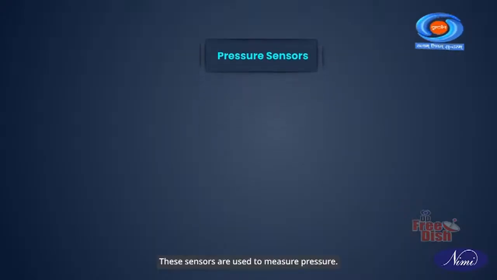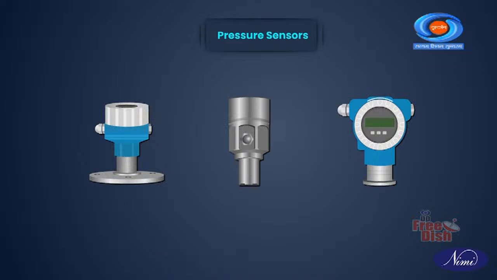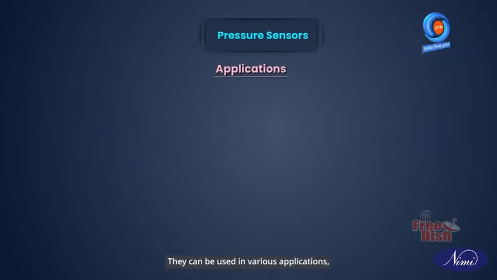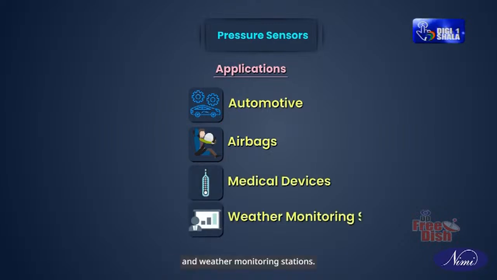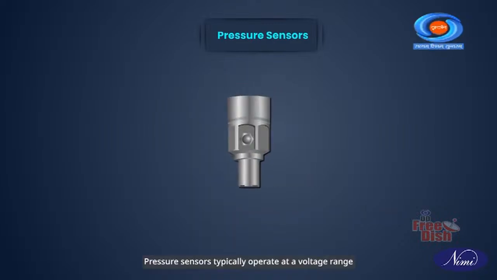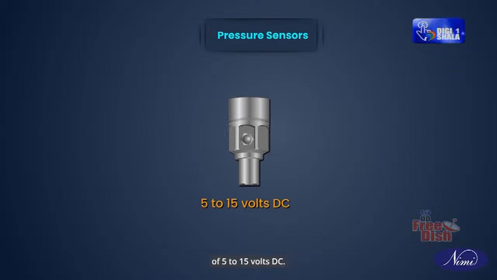Pressure sensors. These sensors are used to measure pressure. They can be used in various applications such as automotive airbags, medical devices, and weather monitoring stations. Pressure sensors typically operate at a voltage range of 5 to 15 volts DC.